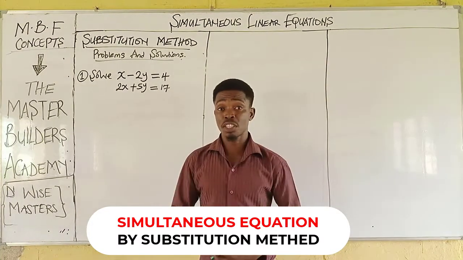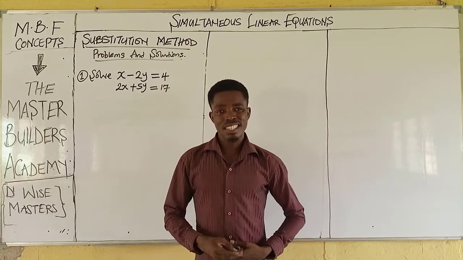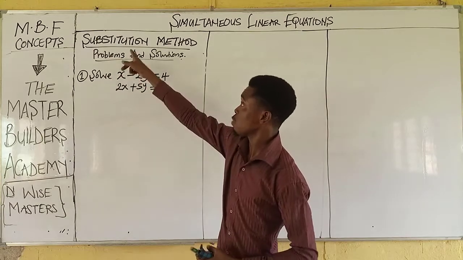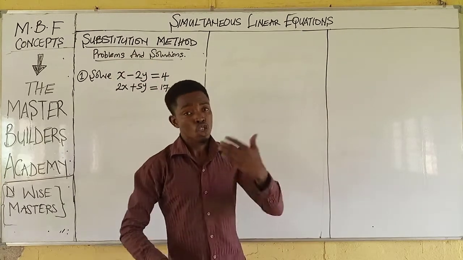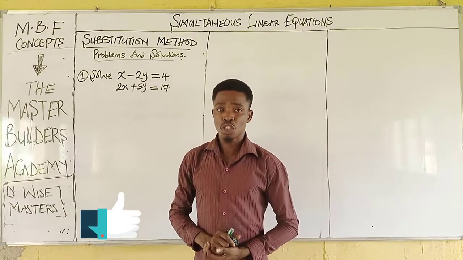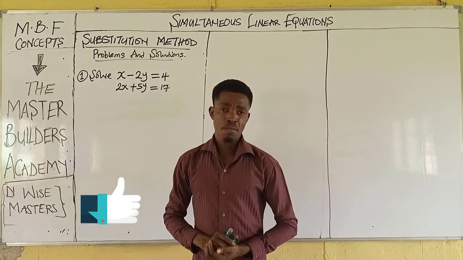Now we have come to a very important session where we start solving simultaneous linear equations with the help of the substitution method, as we have on the board. So we want to start using the substitution method to look at pairs of simultaneous equations with two unknowns.